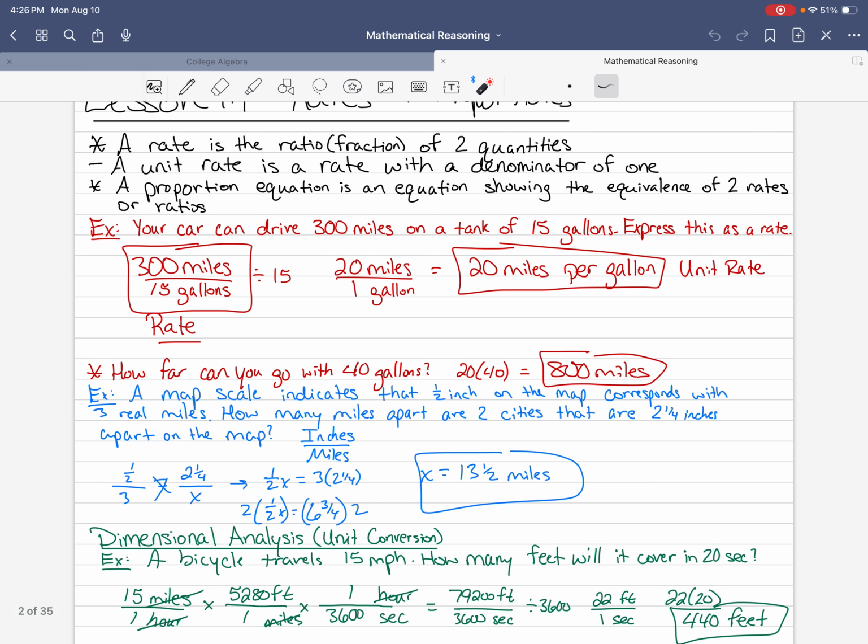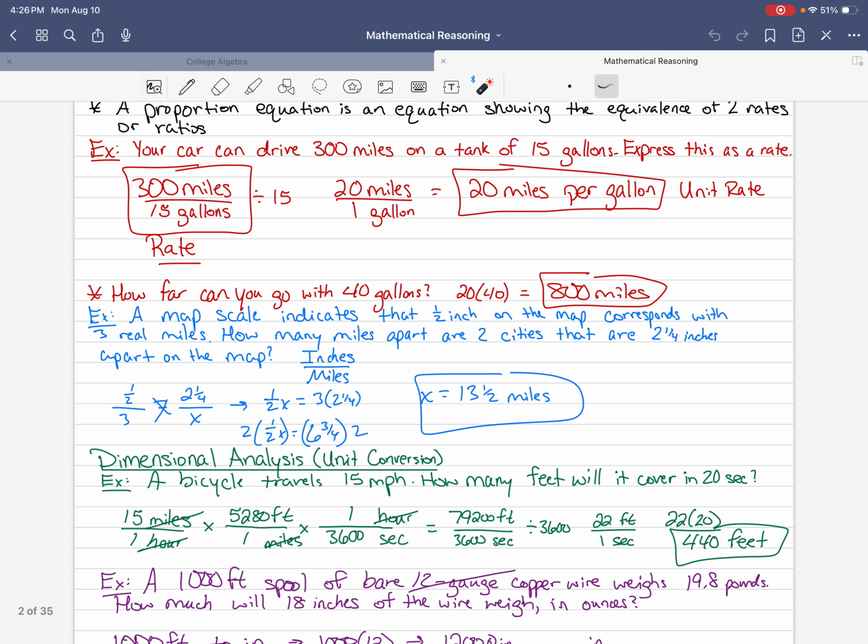This concept of rates and unit rates can also be used a lot with maps and scales. So we have an example here where a map scale indicates that 1/2 inch on the map corresponds with 3 real miles. So on our map, every 1/2 inch is really 3 miles. How many miles apart, then, are two cities that are 2 1/4 inches apart on the map? So our rate here is going to be inches over miles.